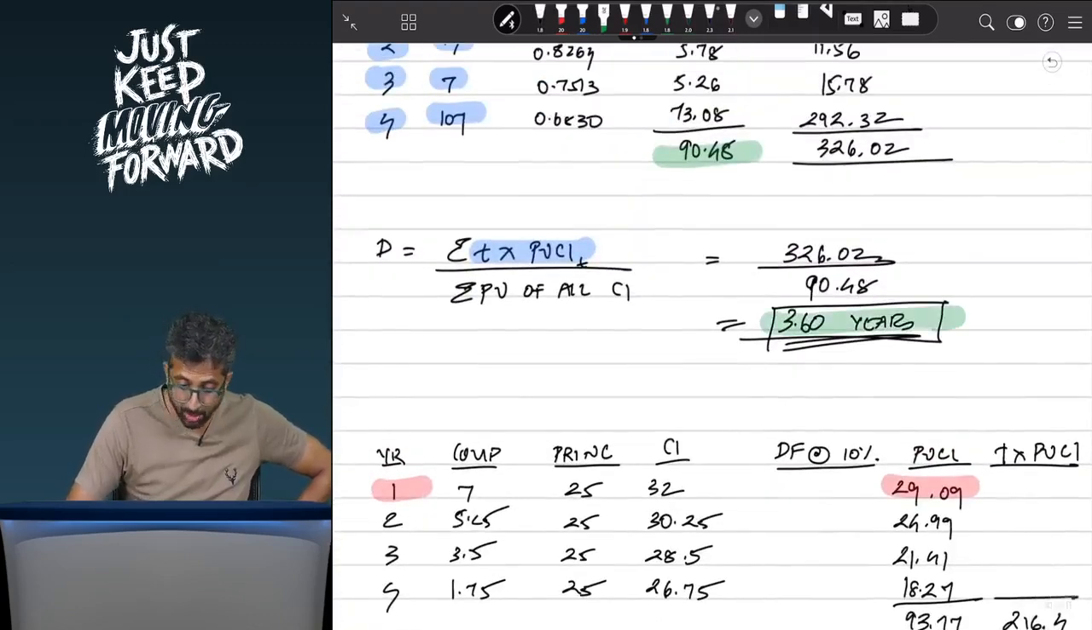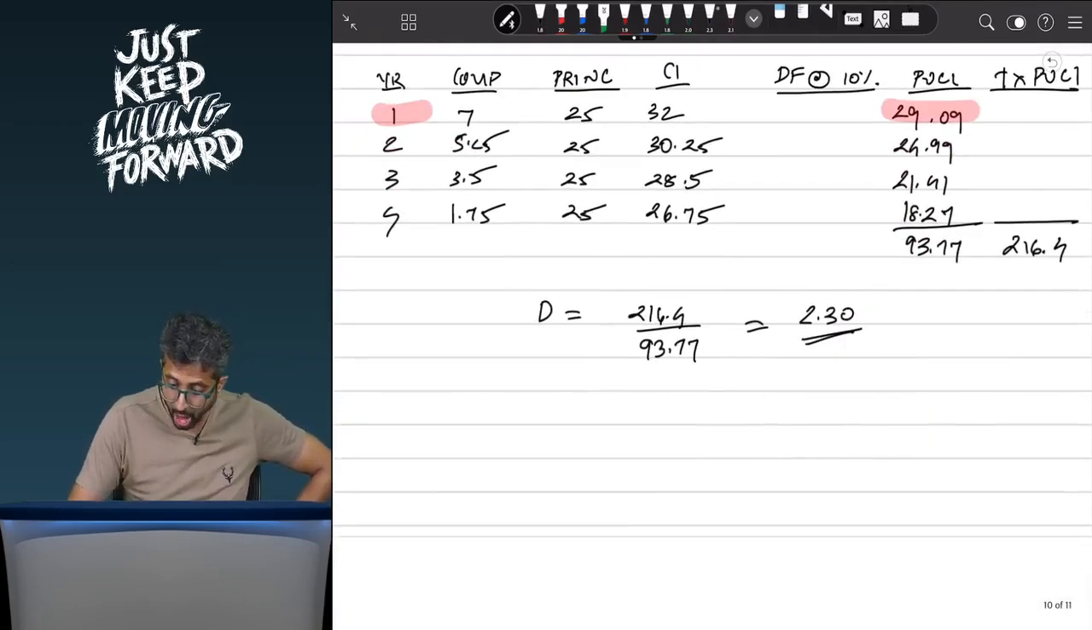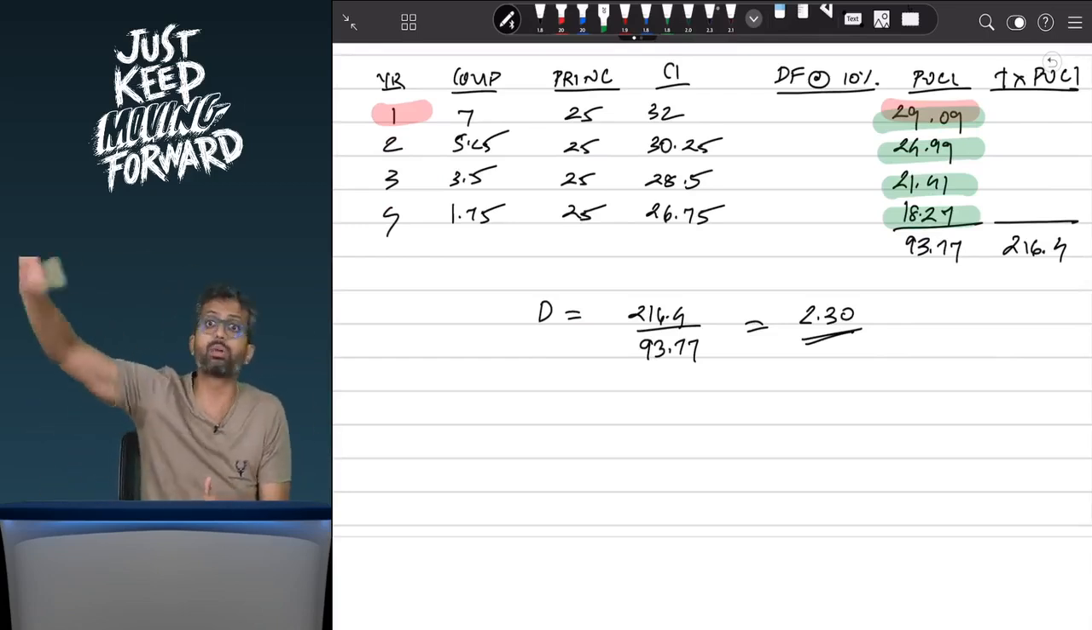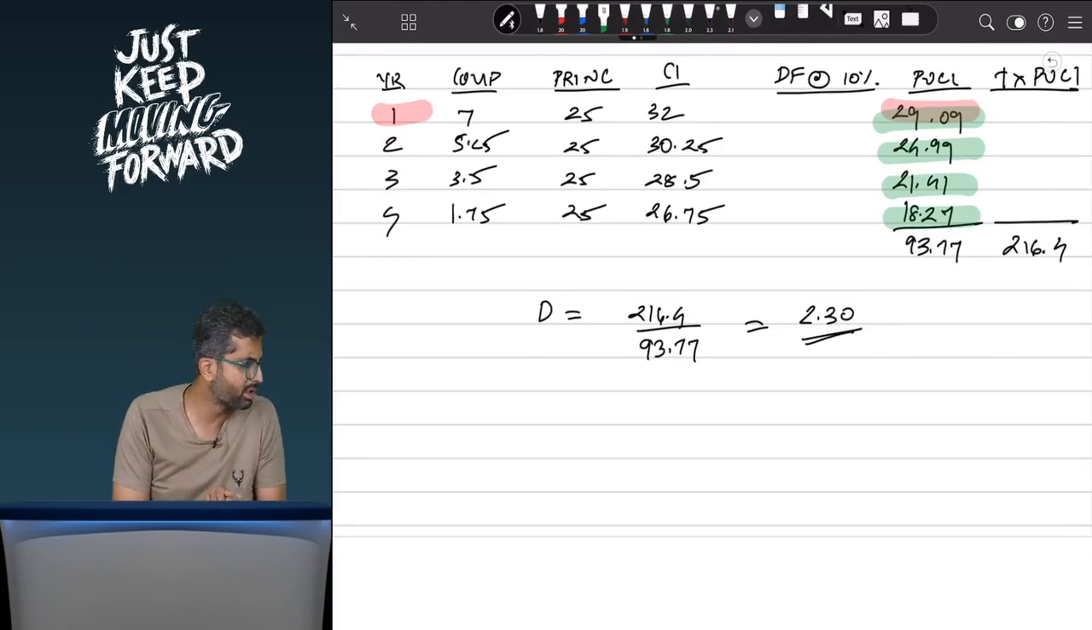Why? Because the bond is still having 4 years, but a lot of the cash flows are recovered earlier as compared to later, and as a result the bond has lesser risk as compared to a similar 4-year bond where the principal amount was entirely going to come in the last year.